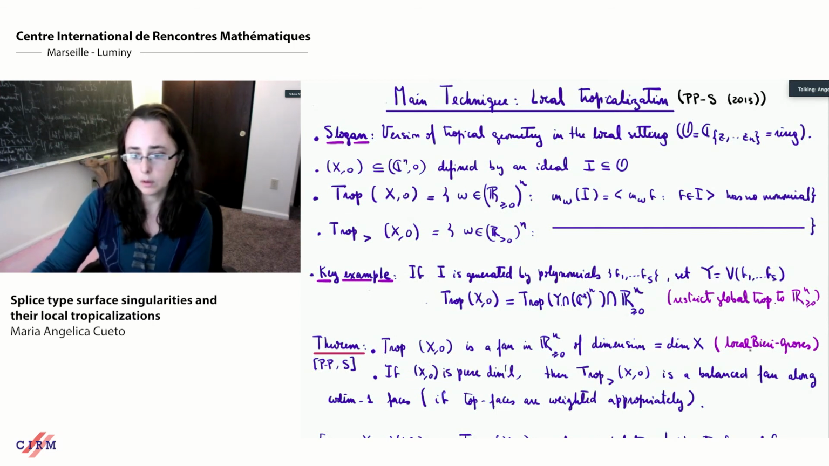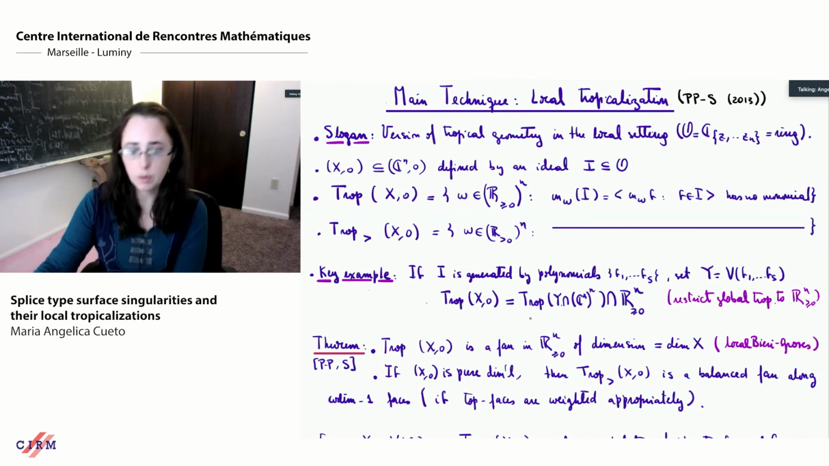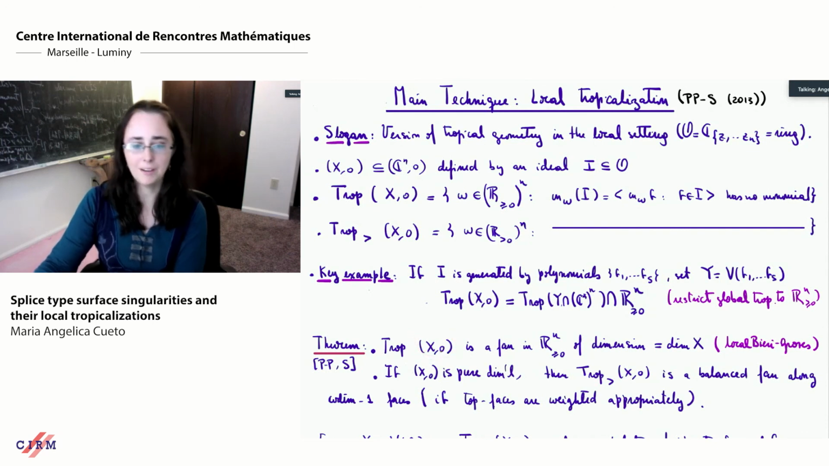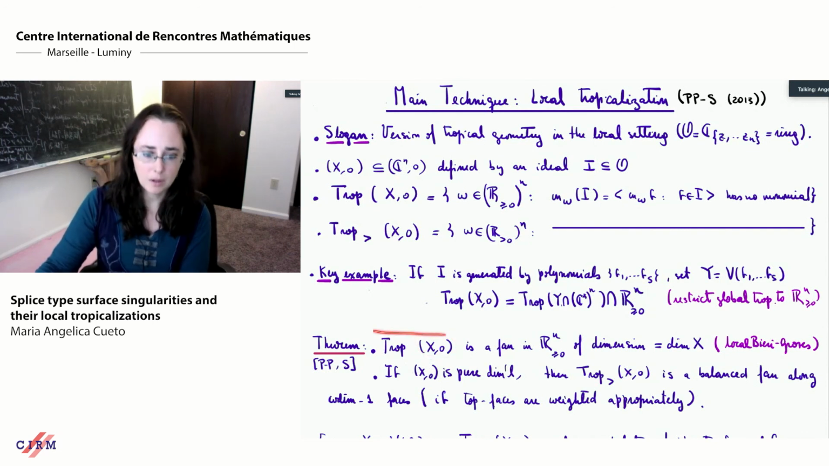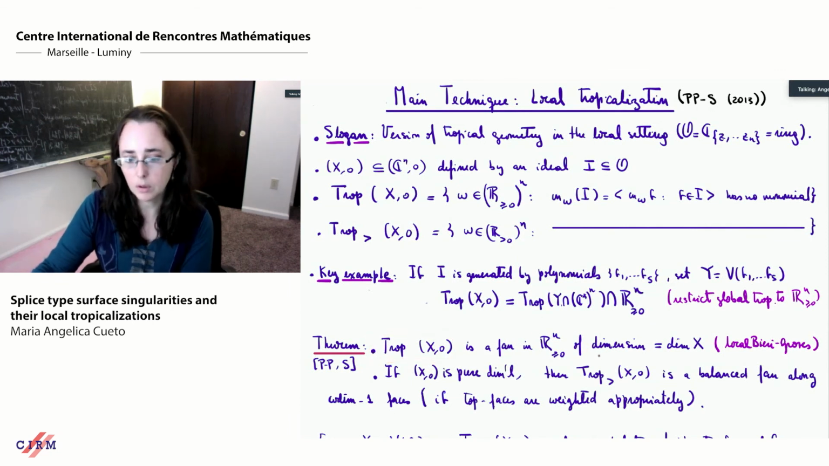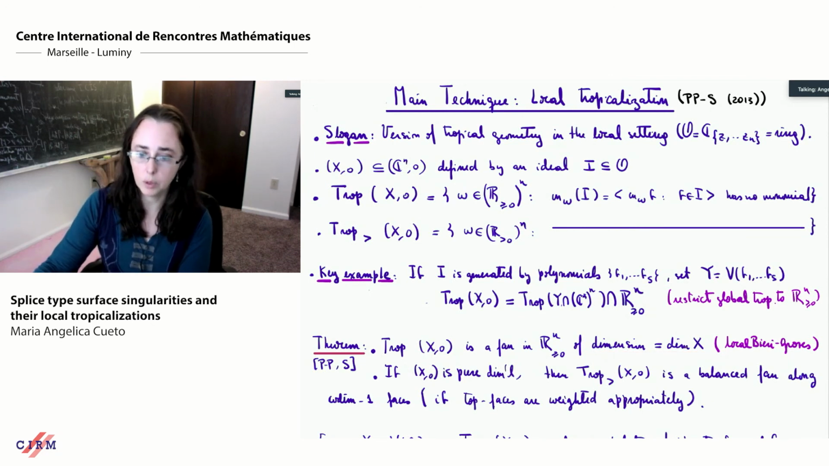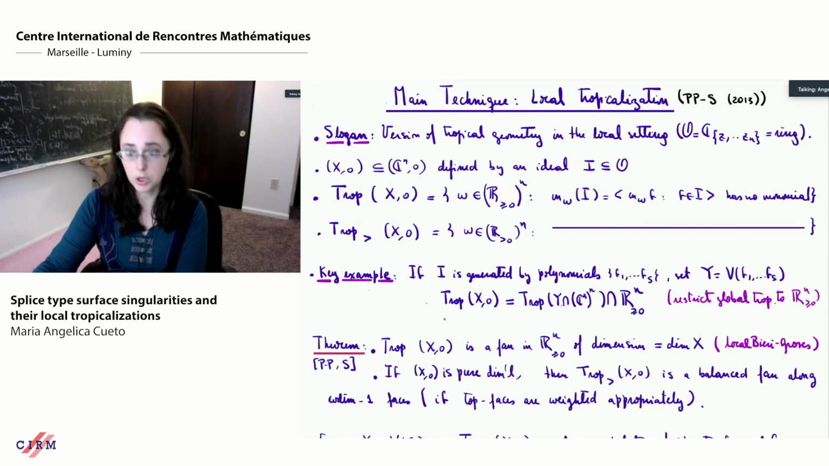One is the local version of the so-called Bieri-Groves theorem that says if you have a variety or a germ of dimension n, the tropicalization in this case is going to be a fan inside this positive orthant, and the dimension is going to be preserved. So that's one feature. We can see the dimension of our germ in the tropicalization, and that's one of the things that we're going to use to check that the splice type systems really have dimension two.